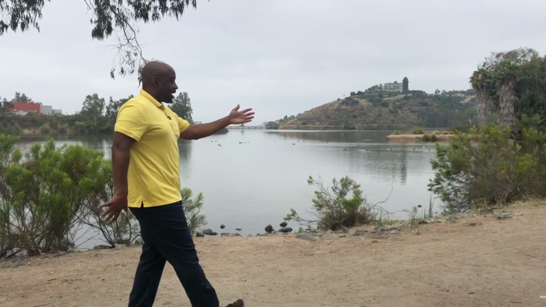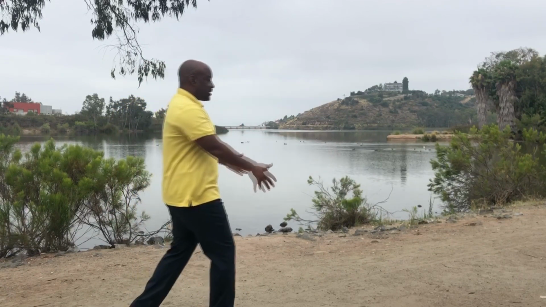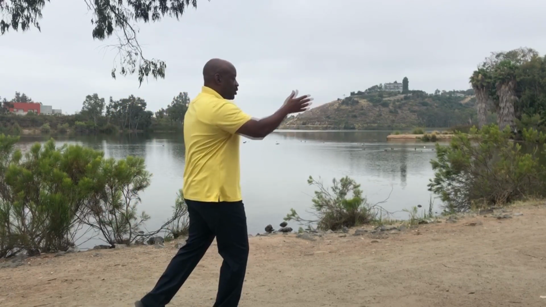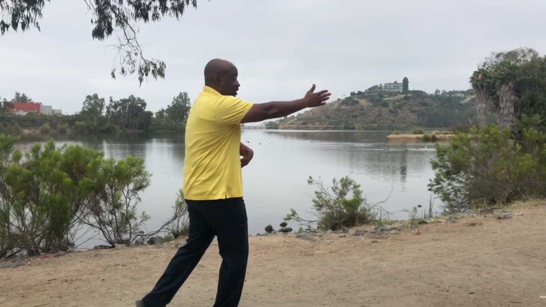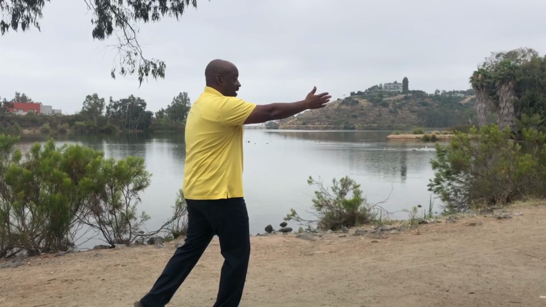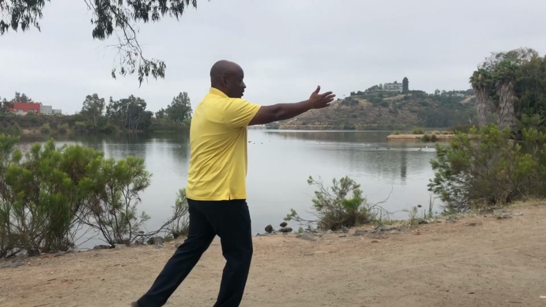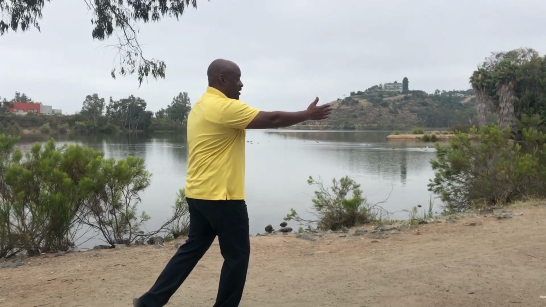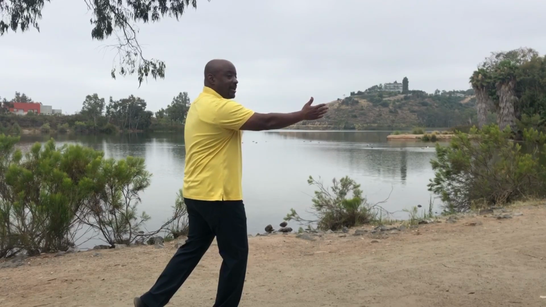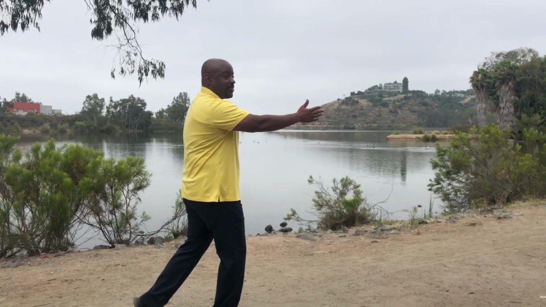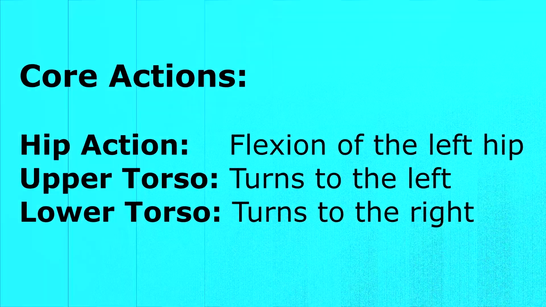So we have initial contact and loading response. Right upper torso is turning forward, lower torso is turning backwards and tucking the pelvis, and left hip is flexing or lifting forwards. This is the loading response phase, and my left leg is ready to leave the ground at this point in time.